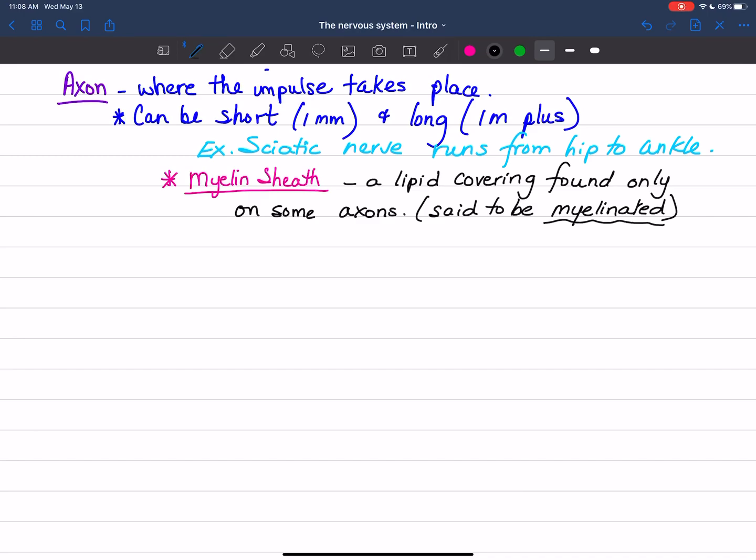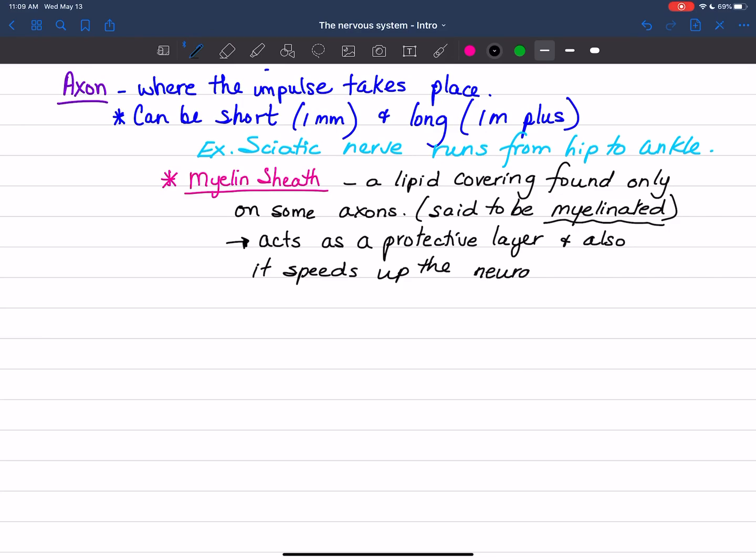Okay. And what does this myelin sheath do? First of all, it acts as a protective layer. And also, it speeds up the sending of the message, or we could say the neural impulse. Okay, so it speeds up that message, and we're going to see in just a second why that is.